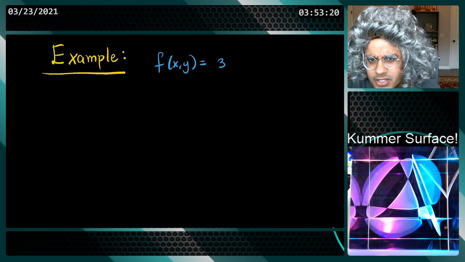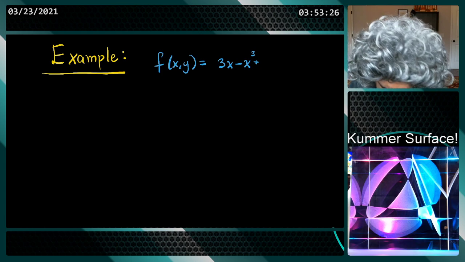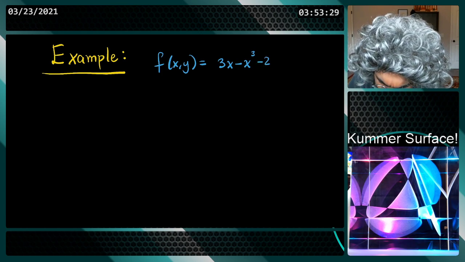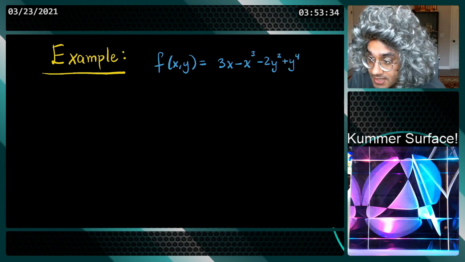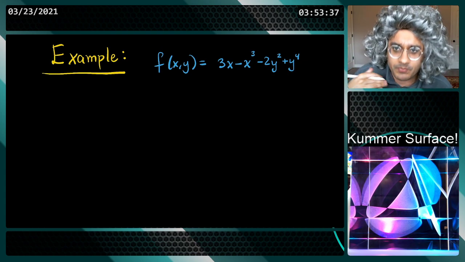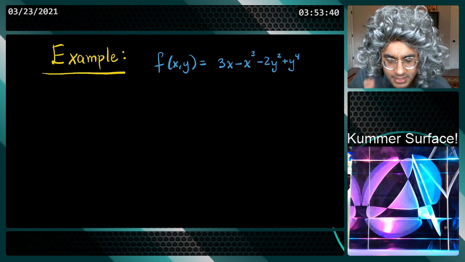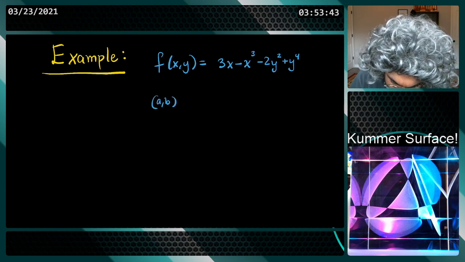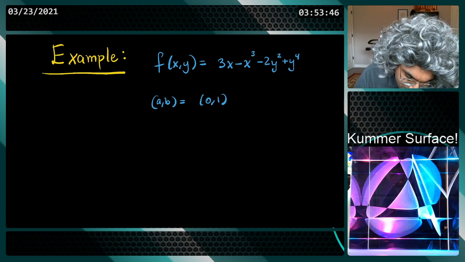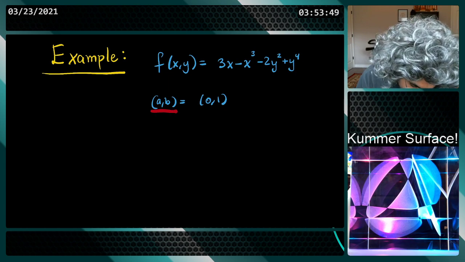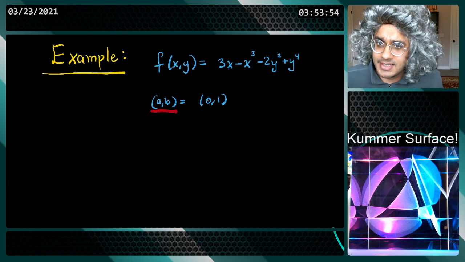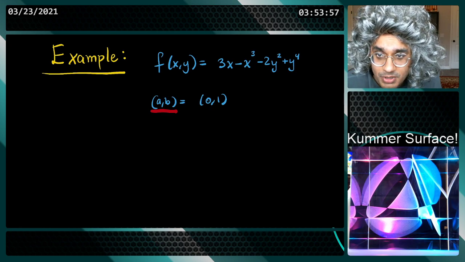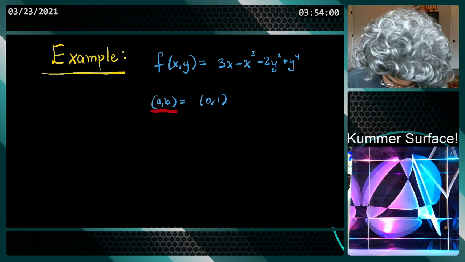Where was that function? Anyone got that function? Minus 2y squared? Thank you. Plus y to the fourth. The function is this. Hold it level to different c's, you get the level sets. Study this function at a comma b, which is 0, 1. This is our red point in the xy plane. Okay, which level set will this point live in? Easy, just plug it into the function and see what level it is.